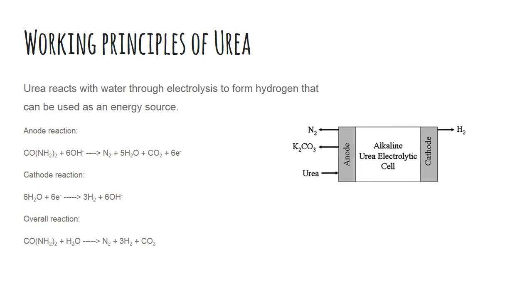So now we will talk about the working principle of urea. So how does urea produce energy? Urea reacts with water through electrolysis to form hydrogen that can be used as an energy source. For the overall reaction, urea reacts with water to produce nitrogen, hydrogen, and carbon dioxide.